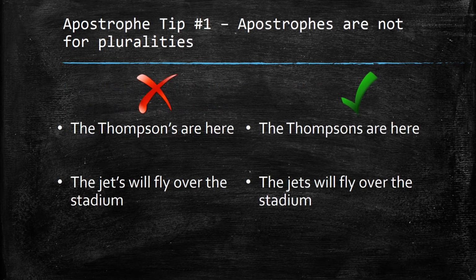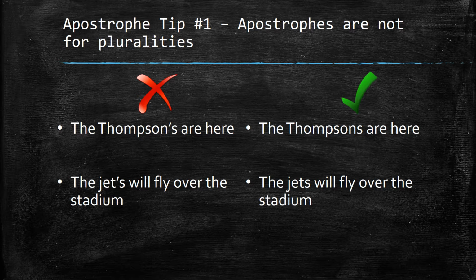All right, I'm going to start with the apostrophe tips. Tip number 1, apostrophes are not for pluralities. They're not for plurals, okay? These tips are really about kind of trick answers here. And so you see here in front of you a couple of wrong ways that this could go. It says the Thompsons are here. Down below it says the Jets will fly over the stadium. In both cases you have plural words and an apostrophe on them.